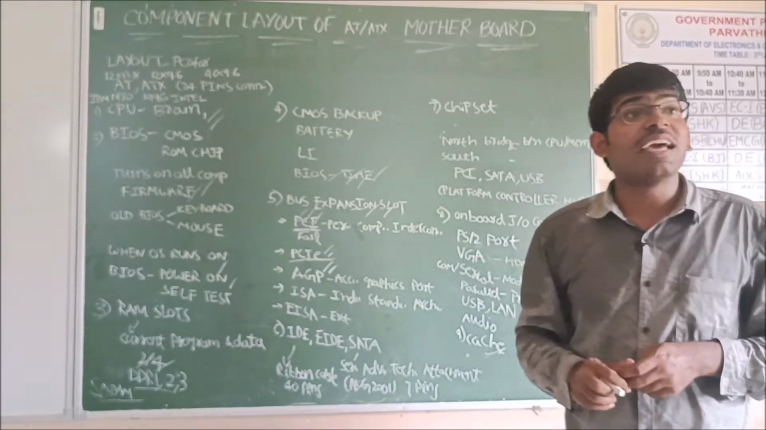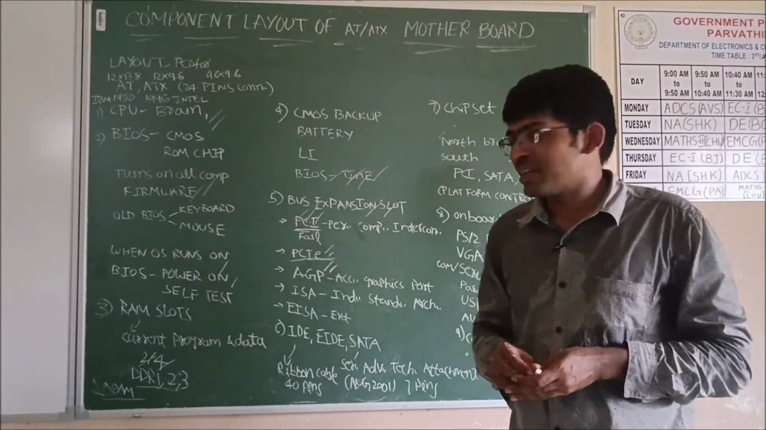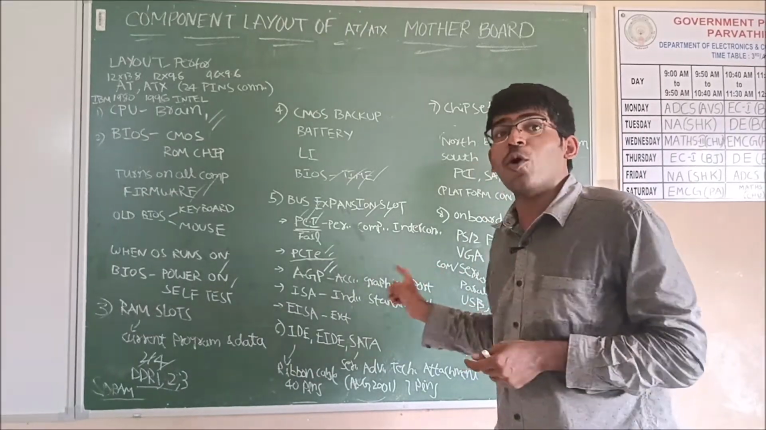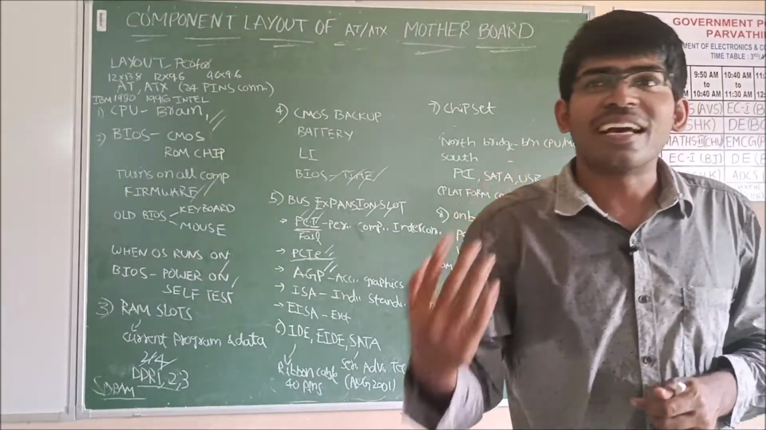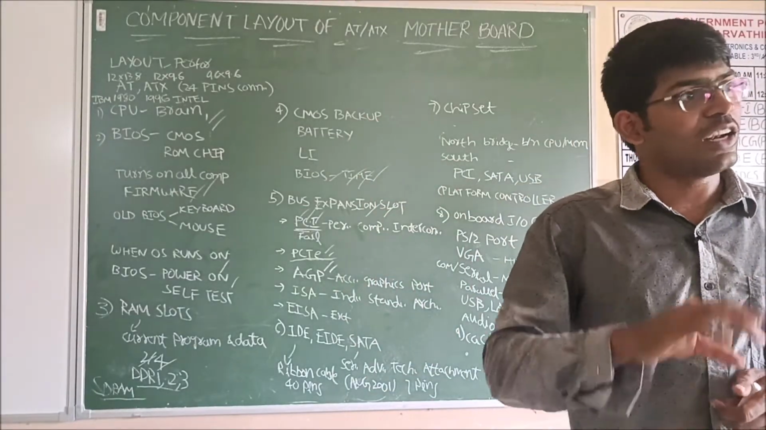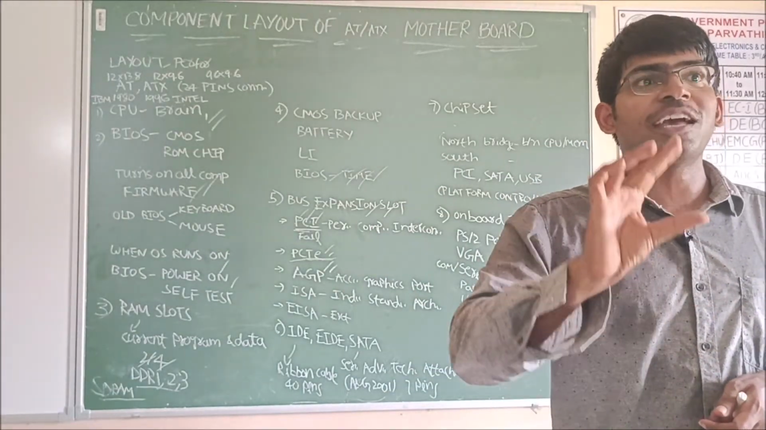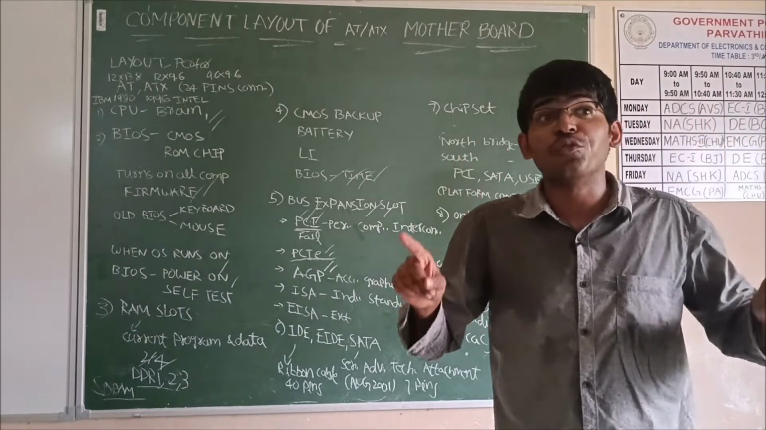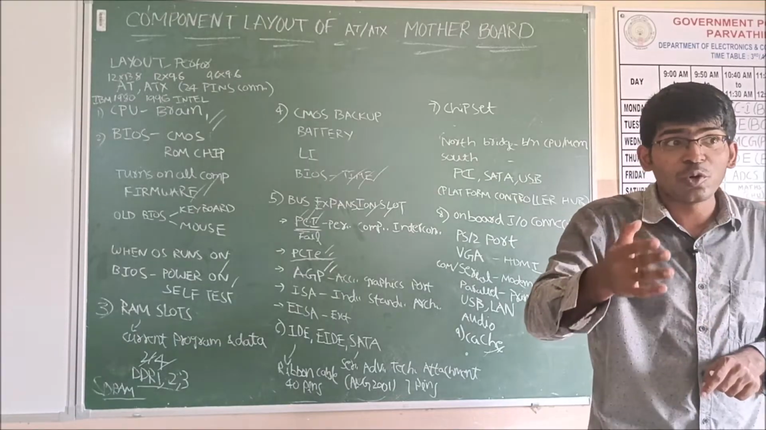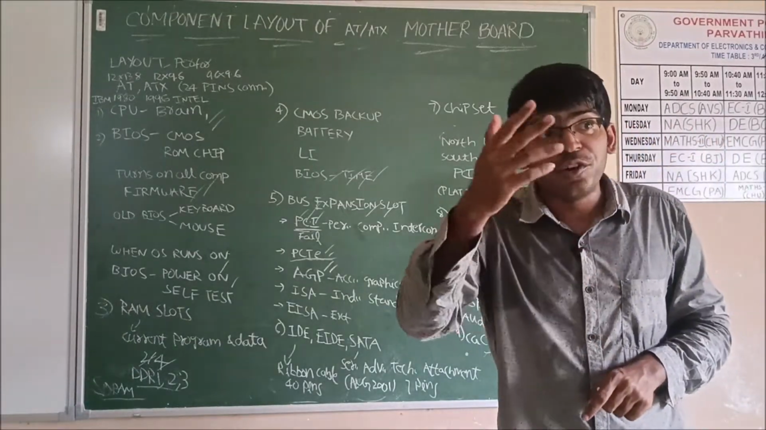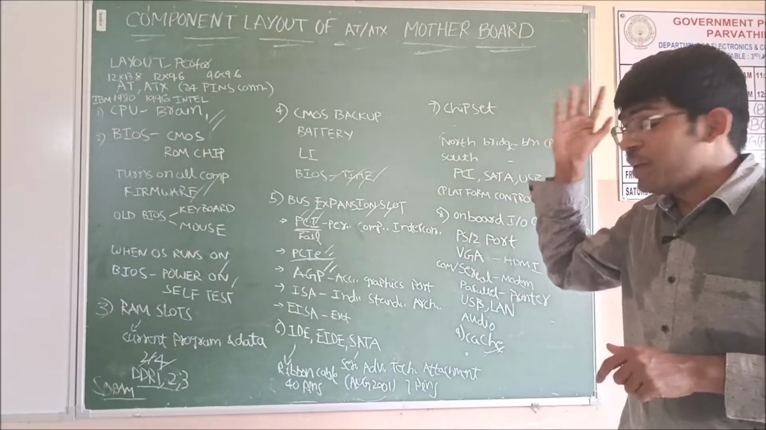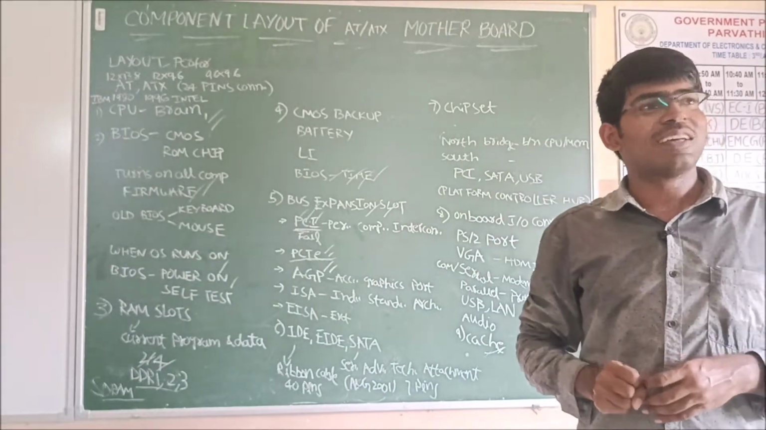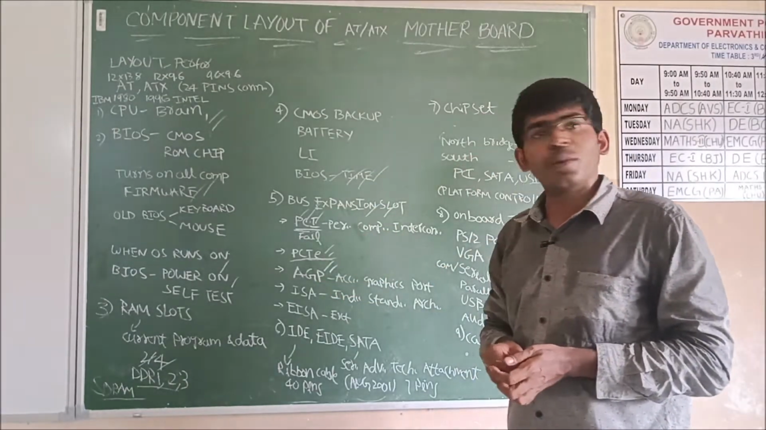Then we have the AGP slot. AGP means accelerated graphics port. When it says accelerated graphics, you can immediately understand it is indicating video. If you want to connect any video card, then AGP is saying, I am ready to take it. I can understand the video data. That's how we use the AGP slot.